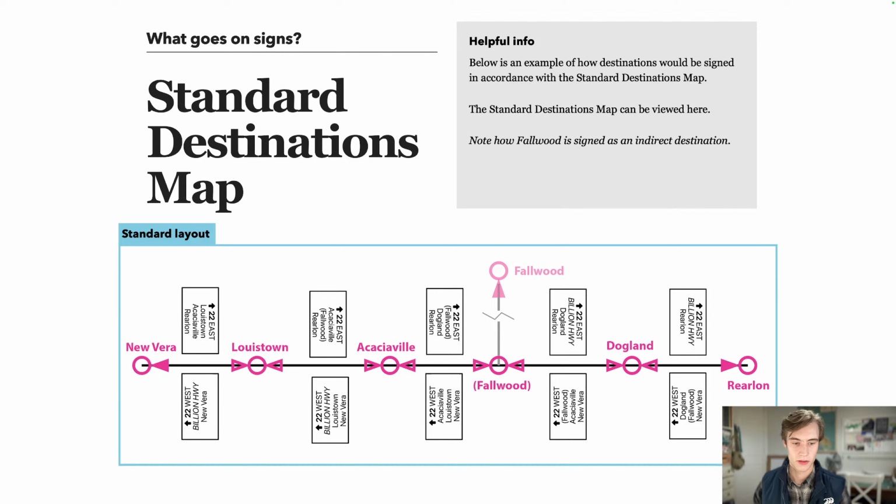So New Vera is pretty consistent, but you can see that our intermediate destinations, Dogland, Forward, Acaciaville, Lewistown, those are shown from closest to farthest. So if we look at the bottom right here, you can see Dogland is the next town, and then our turnoff for Forward is our next town, and that's in brackets because, as you can see, Forward is accessible via a separate route. But New Vera stays at the bottom.